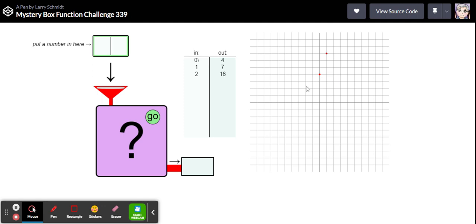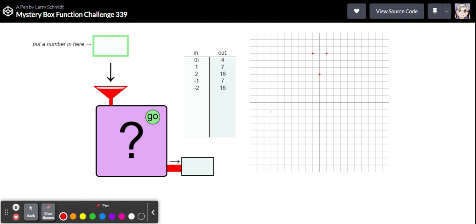Let's try in the negatives now. See if we get some symmetry. So -1. So that gives us a +7, and -2 is that going to give us a +16 as well? Okay, so we've got left-right symmetry and we've got a curve. I hope you're thinking quadratic. That's what I'm thinking. And let's see, what's been done to this quadratic?